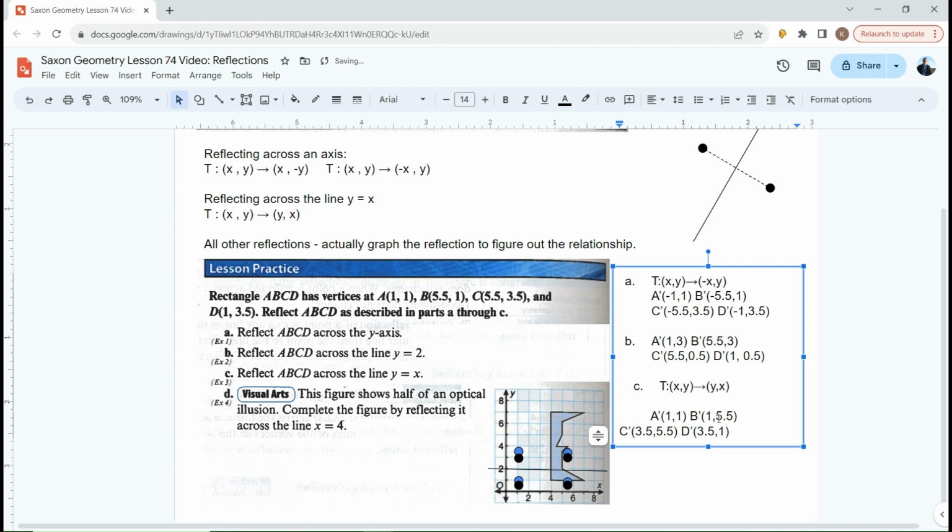And I could easily graph those. What I would find is that now my rectangle is standing up on end instead of being flat against the x-axis.